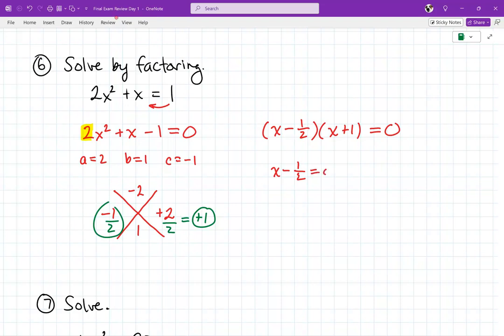X minus half equals 0. X plus 1 equals 0. So x is a positive half. X is a negative 1. Those are my 2 answers.